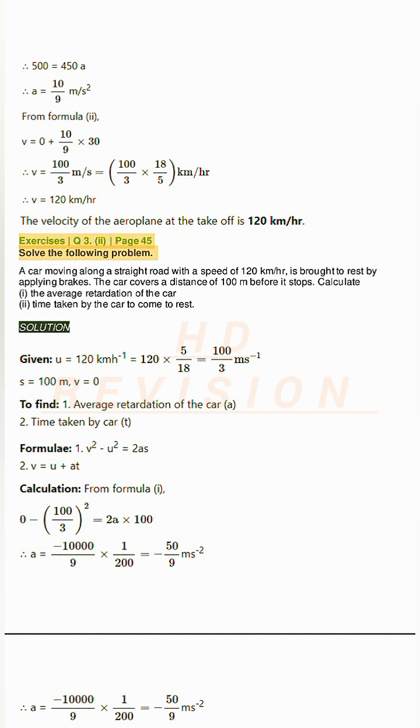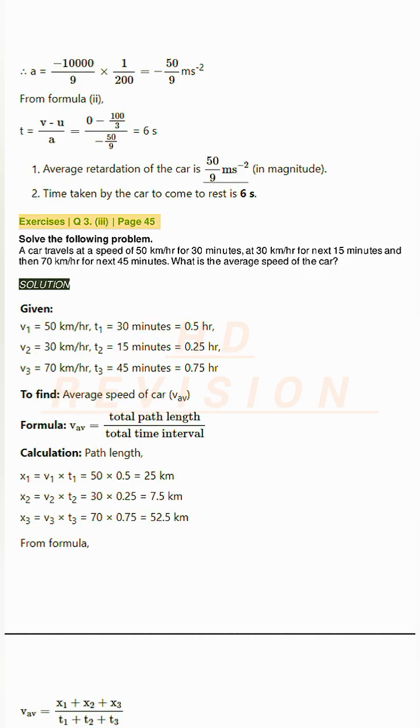Exercises Q3. Page 45. Solve the following problem. A car moving along a straight road with a speed of 120 km per hour is brought to rest by applying brakes. The car covers a distance of 100 meters before it stops. Calculate (i) the average retardation of the car, (ii) time taken by the car to come to rest. Solution.